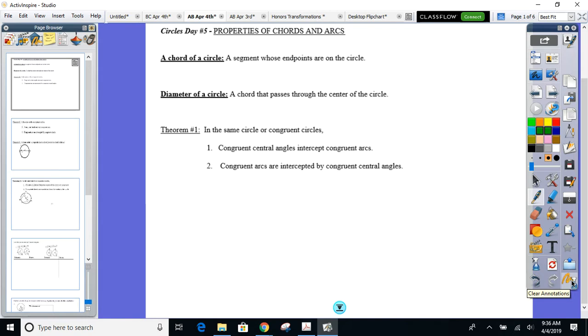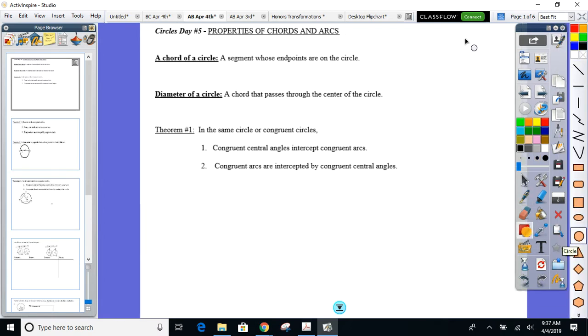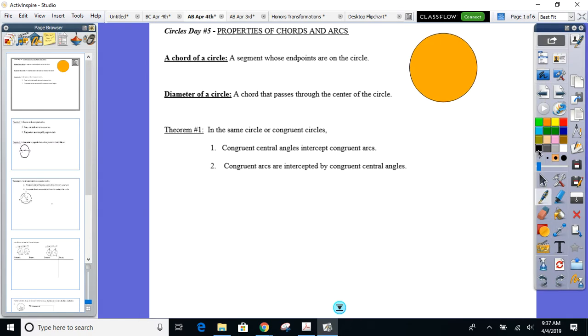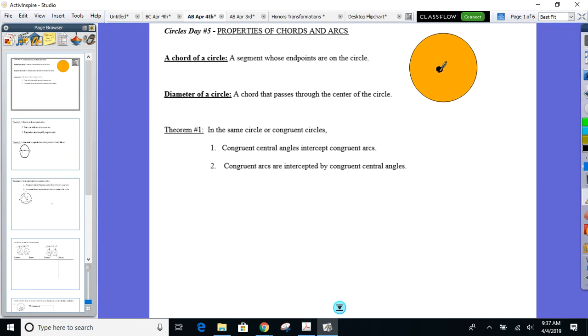Basics. At the top of the page, you have a definition of chord and diameter. Can you put your own circle to the right of that? Put your center in first. I want to see a chord and a diameter drawn in as I walk around.